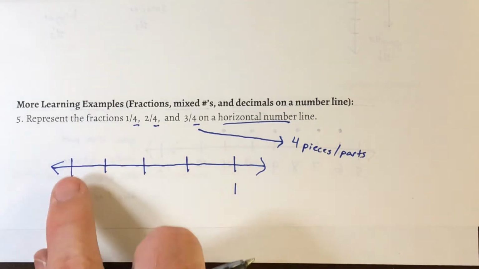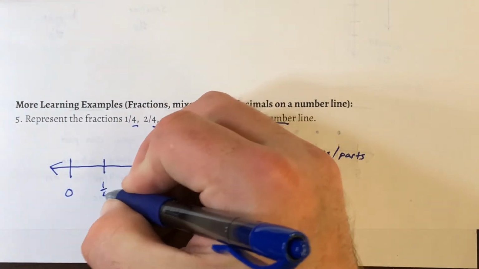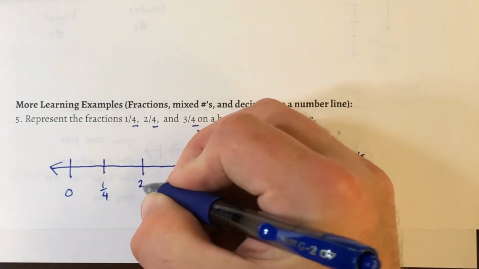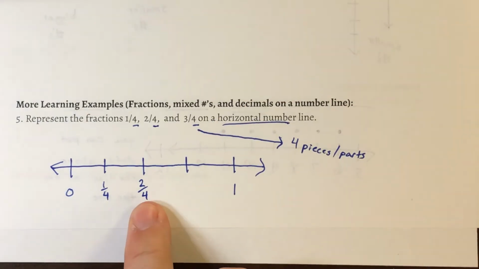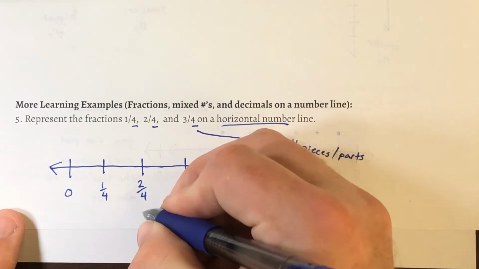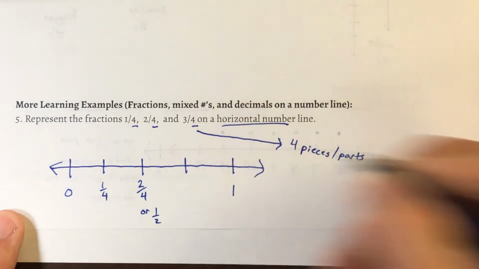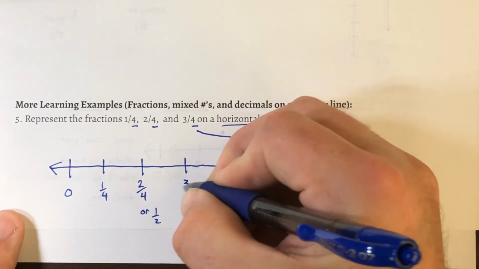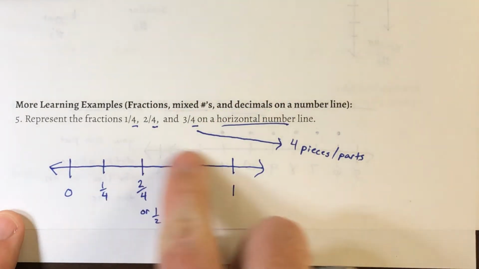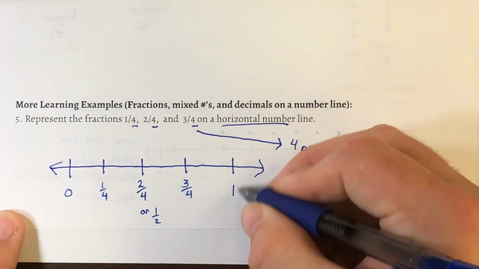Now I simply count. Here's 1 piece out of 4 pieces, so that would be 1/4. The next, 2/4. Right now, we're not too concerned with simplifying fractions. You should always simplify fractions, but for this lesson only, we're going to get a little pass. But know that 2/4 does simplify to 1/2. The next would be 3/4, because I have 1, 2, 3 pieces out of 4 total. And then last, 4/4, which is 1 whole.